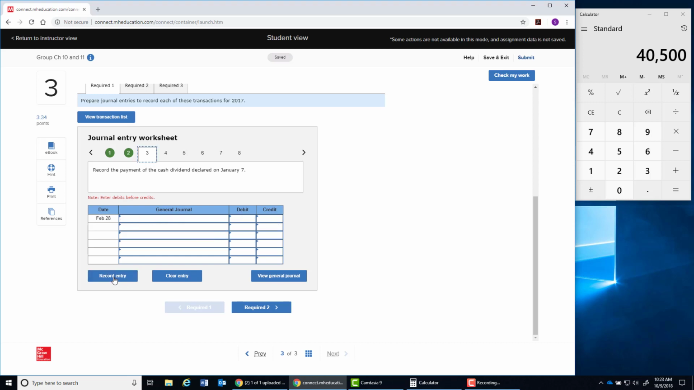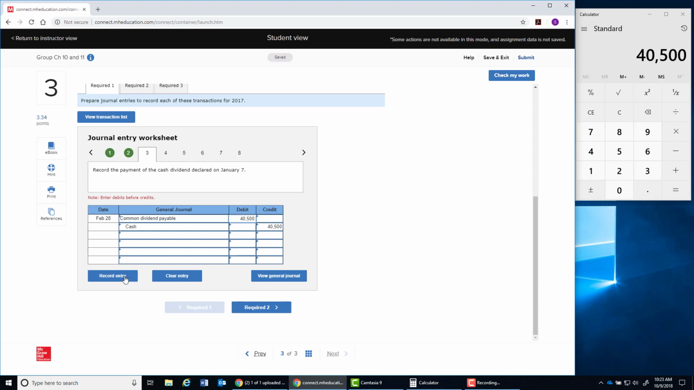All right. Now we record the payment of the cash dividend declared on January 7th. Now we're actually going to pay it back out. Okay, it's February 28th. Well, if I've got to pay cash, I know cash is the credit, and I know how much the dividend was as well, right? This is just the reversal of the one we just did. All I'm doing is I'm now relieving that dividend payable. It's no longer on my books. I no longer owe it because I've paid cash out.